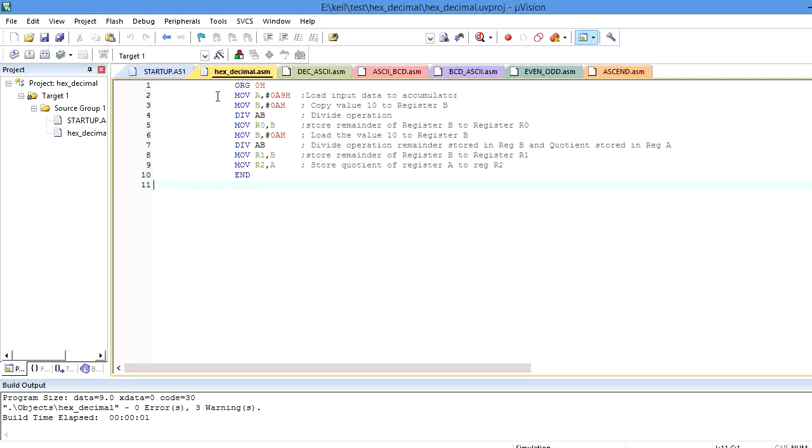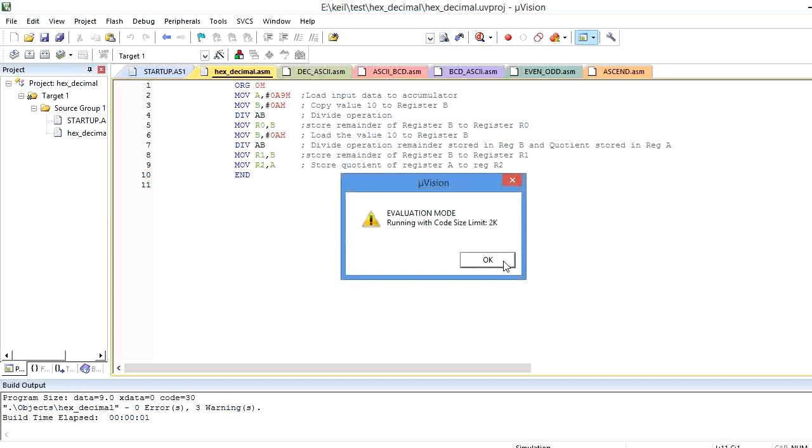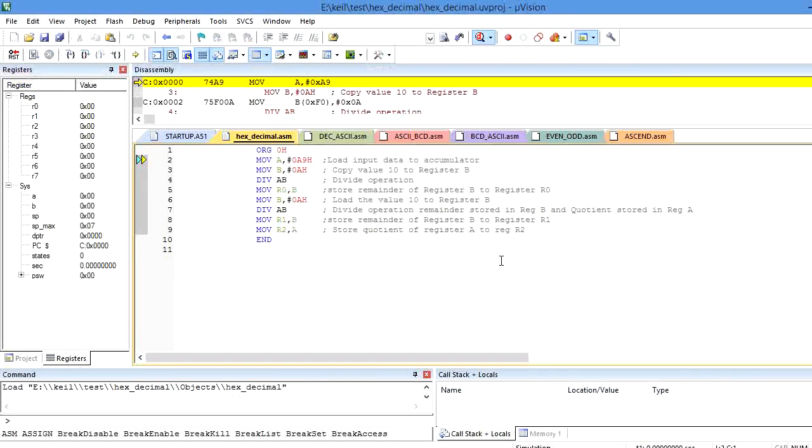Now we are going to switch into the debug mode here. Now we switch it into the debug mode. Before executing the program, let us discuss what registers we used in our program. We used registers A and B. The initial value of registers A and B is 0, 0. Along with that, we are using the registers R0, R1 and R2. The initial value of R0, R1 and R2 is 0 here.